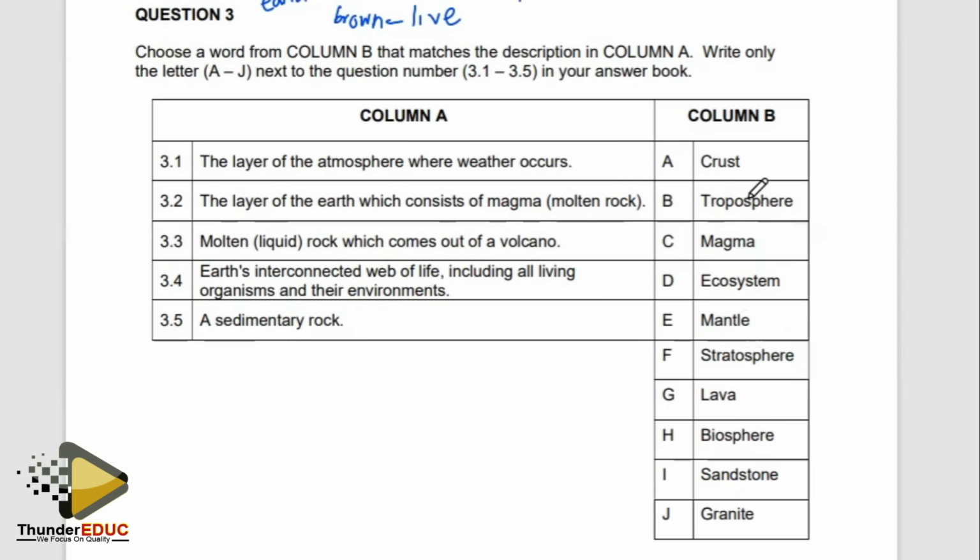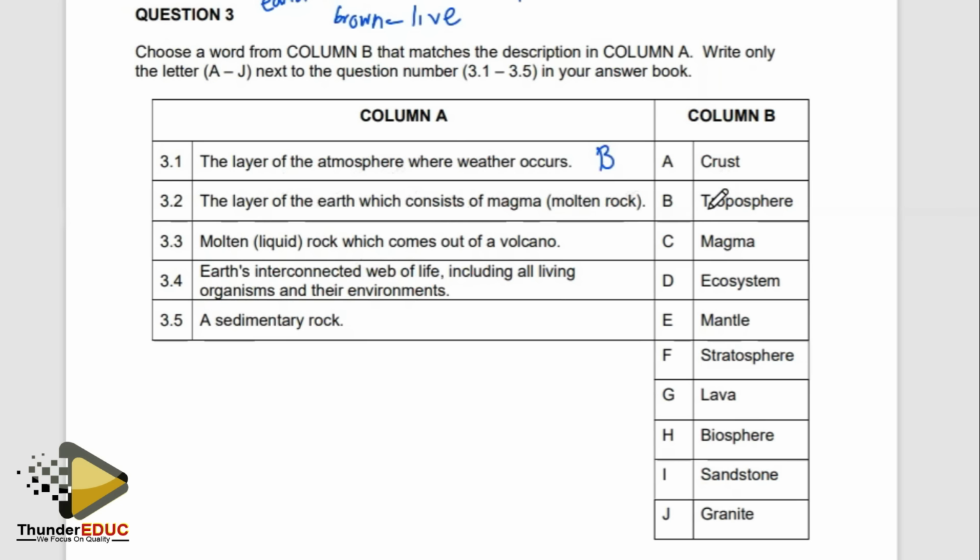So our answer becomes B for 3.1. The layer of the atmosphere where weather occurs, that's B, the troposphere. That's your answer. The next, 3.2, the layer of Earth which consists of magma, molten rock.